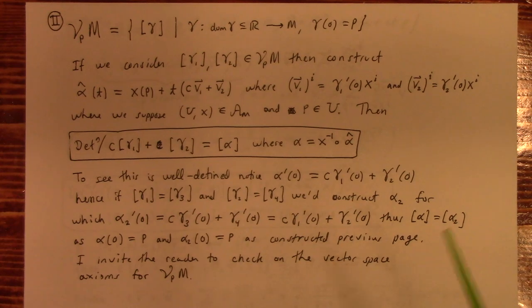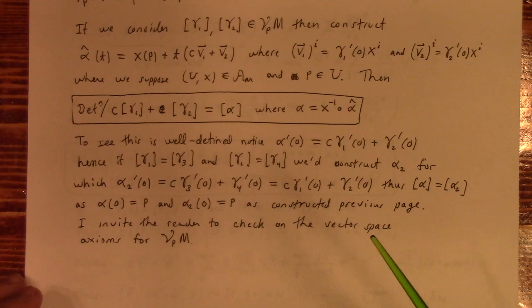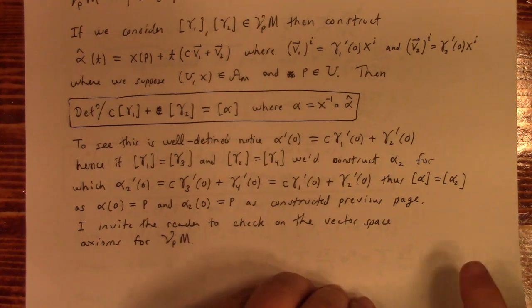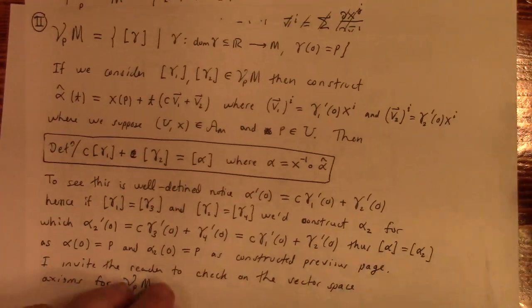And you can run through the rest of the axioms to see that, in fact, this does give a vector space structure to the equivalence classes of curves. And this is why John Lee says that it's far from obvious how to define the vector space structure on this. I agree.